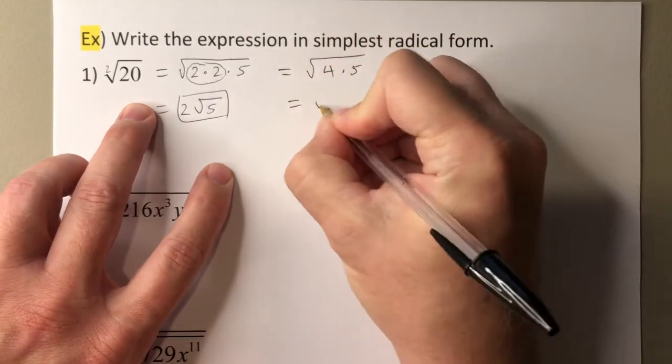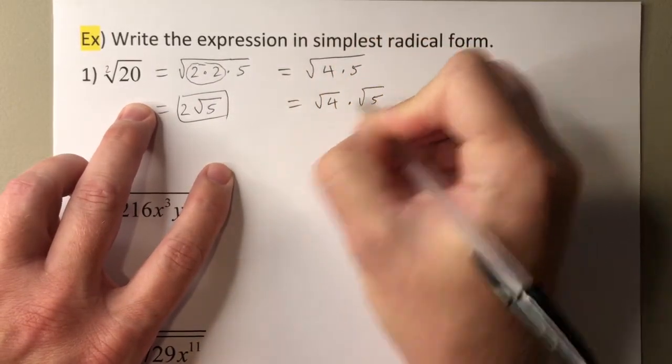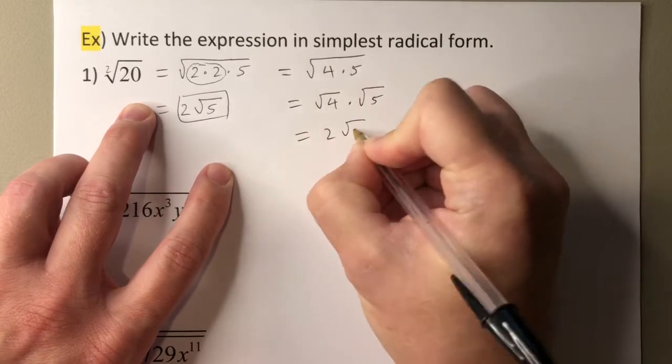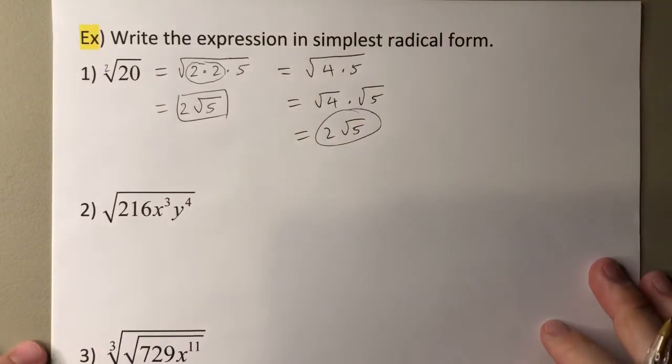And then this is the same as what? The square root of 4 times the square root of 5. Square root of 4 is 2. Radical 5, you get the same thing. All right?